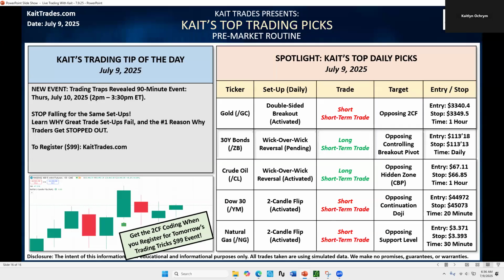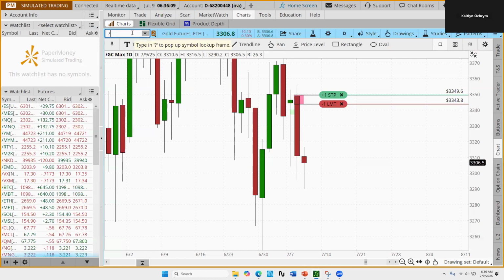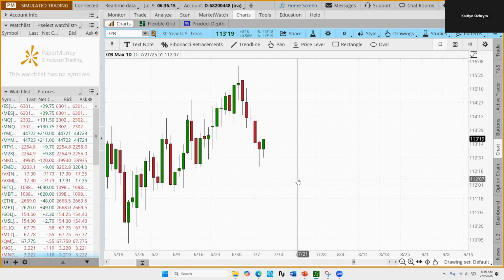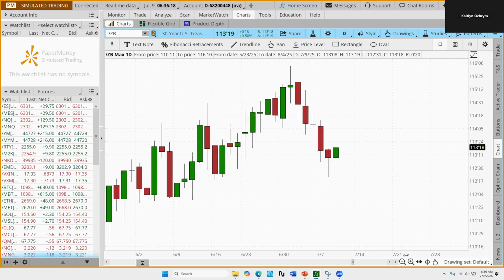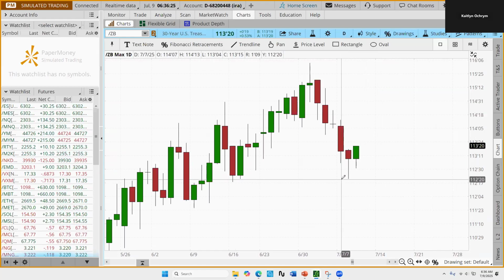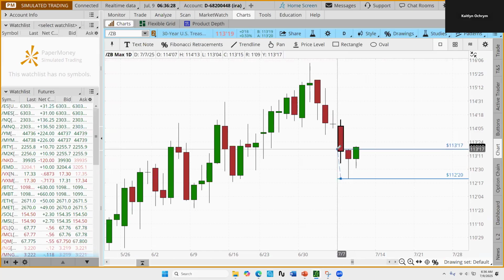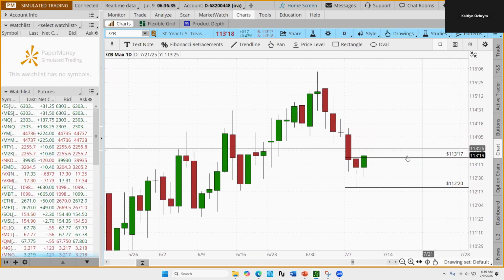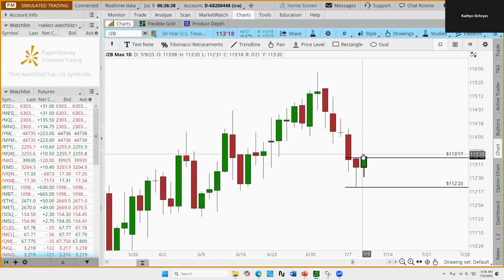30-year bonds, wick over wick reversal to go long. Let's come over to bonds. Ah, no. All right. Is it pending anymore now or is it activated? What do we think? Is that a pending zone anymore or is this activated? Once it breaks above that high, it's been activated. So as of right now, we're activated, which means we can look to find our zone now to take a zone trade.